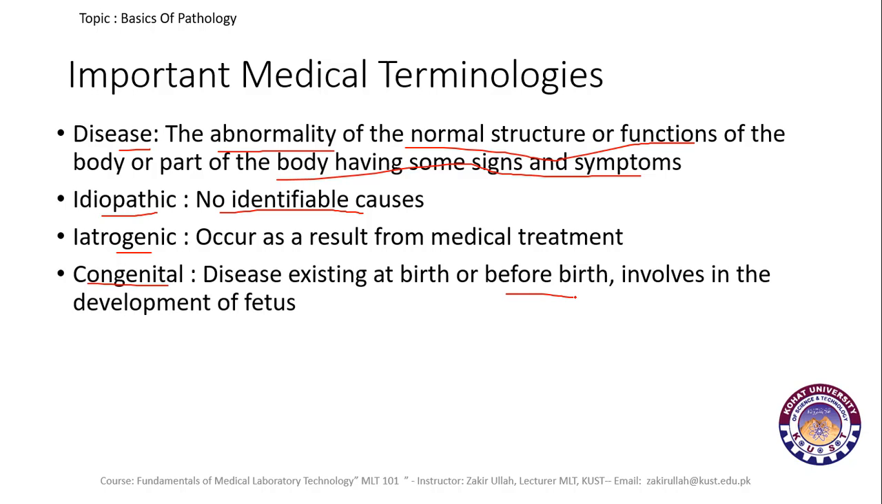So, this type of disease is called congenital disease, and acquired disease is that type of disease which develops after birth. All the diseases which develop after birth are called acquired disease.